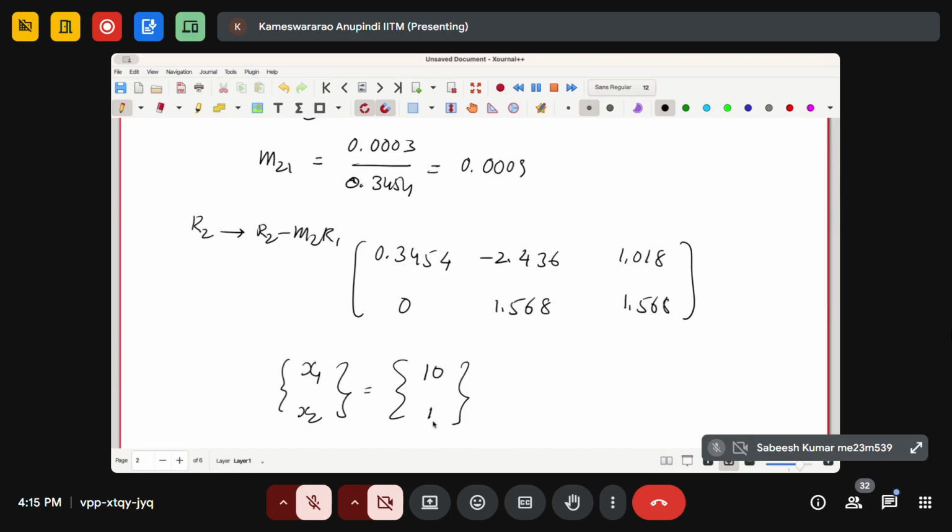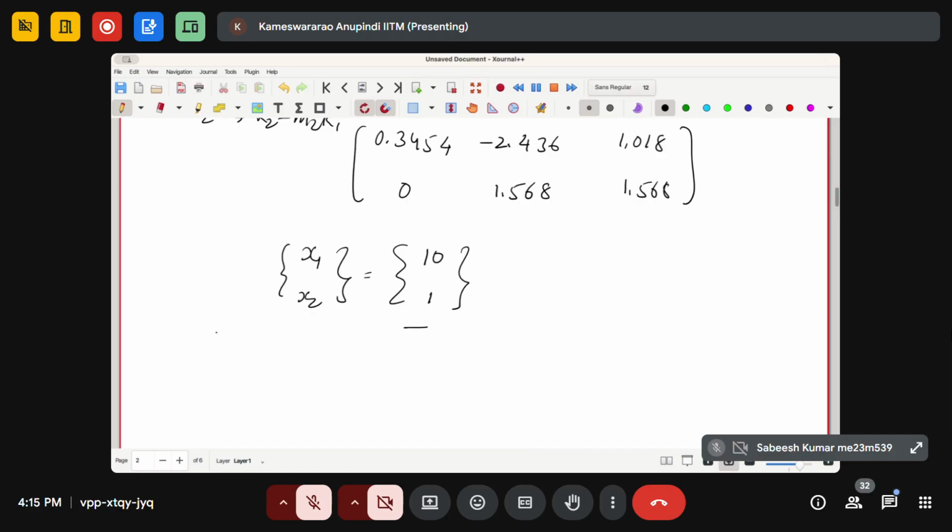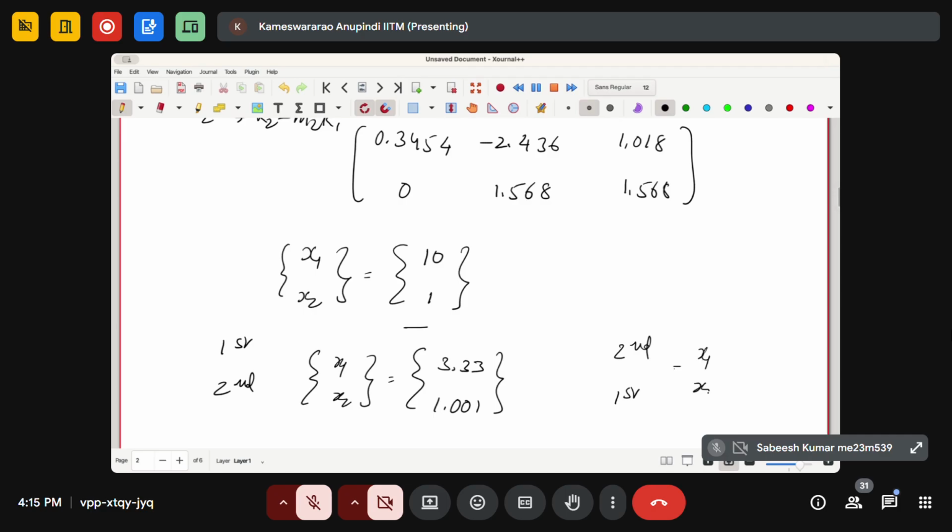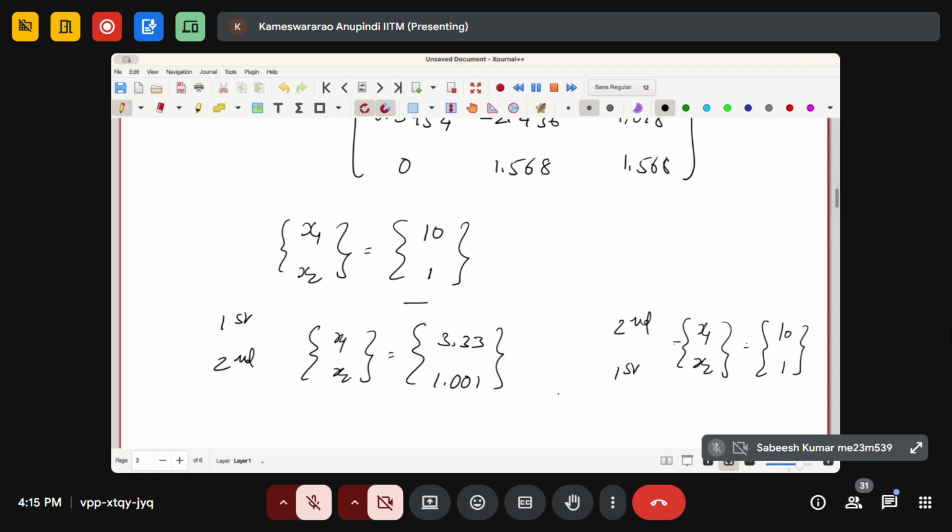Okay. Now in the previous problem, when we solved the first equation and then the second equation, we obtained x1, x2 as 3.33 and 1.001. Whereas when we solved the second equation in the first place and the first equation in the second place, my x1, x2 comes out to be 10 and 1. Now, which of these is correct? Of course, if you substitute 10 and 1 into the equations, you'll see that it satisfies the original equations, but 3.33 and 1.001 is not going to satisfy the original equation.